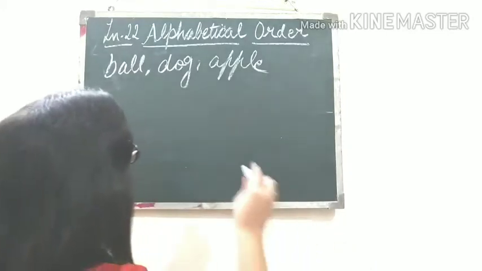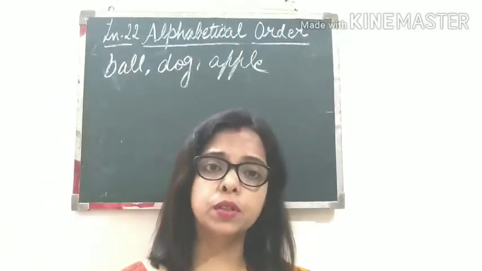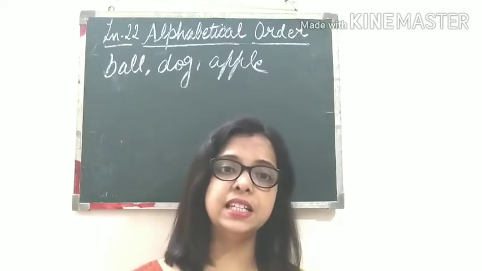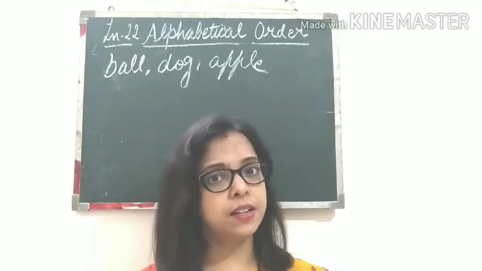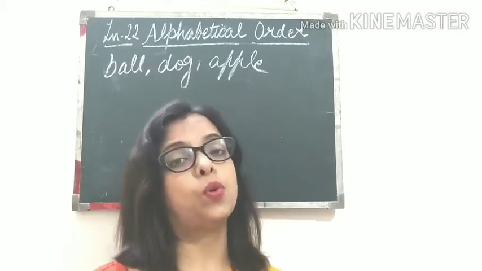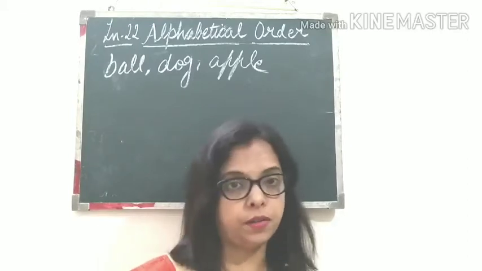So children, alphabetical order. Alphabetical has come from the word alphabets, right? Alphabets you all know, A, B, C, D, E, F, G till Z. They are all called alphabets or letters. So order means what? To write something in a proper sequence, in proper order.